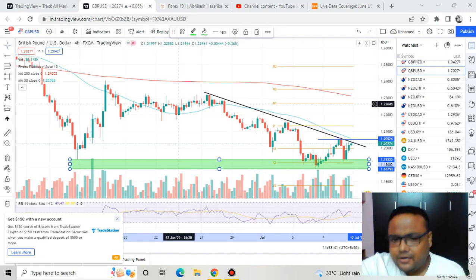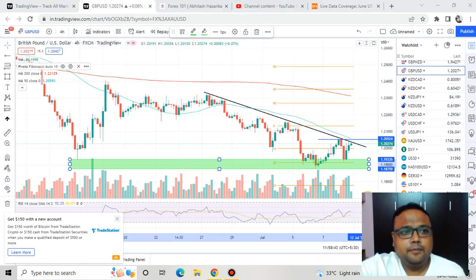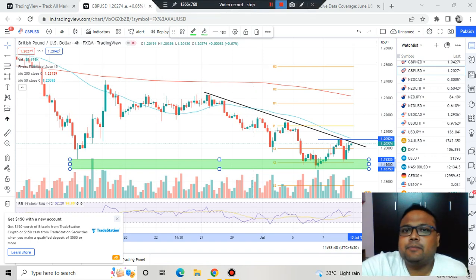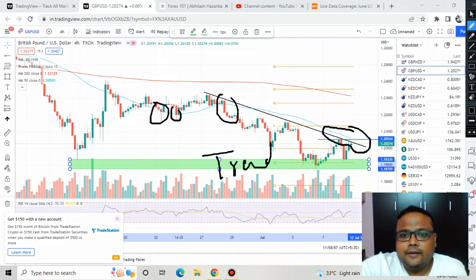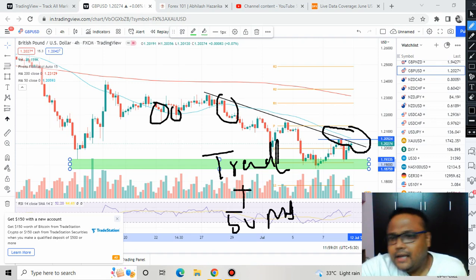Okay, so apart from the trend line, we can also see that the blue line, the 50 moving average, is also acting as dynamic support and resistance. So as a result, we have got two resistances, the trend line plus the 50 moving average. So on Monday, there is a high possibility that the market will face some selling pressure and we can get a selling opportunity as well.